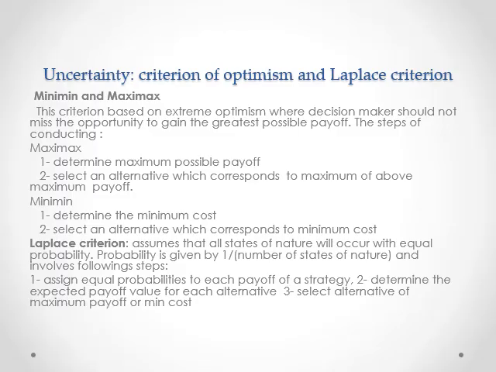Laplace criterion. This criterion assumes that all states of nature will occur with equal probability. Probability is given by 1 over the number of states of nature or events. If the events are 3, then the probability equals 1 over 3. If the events are 4, then the probability equals 1 over 4, and it involves the following steps.